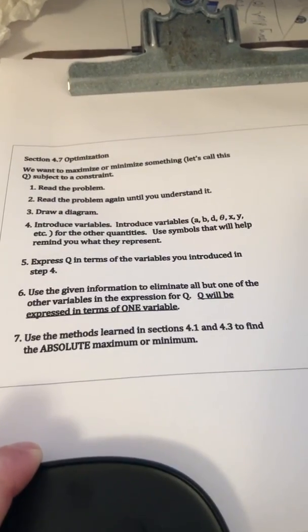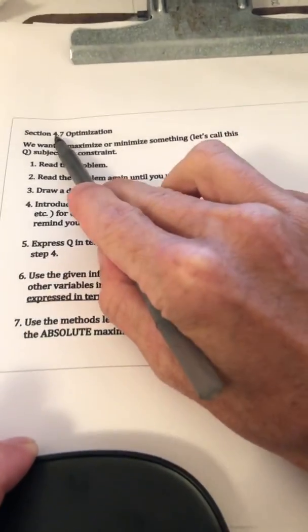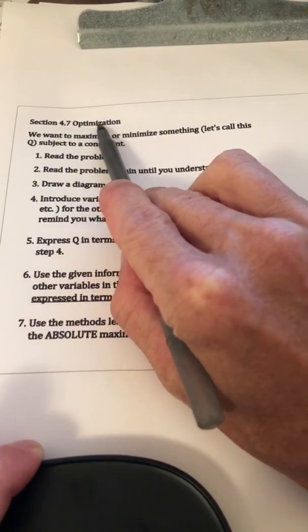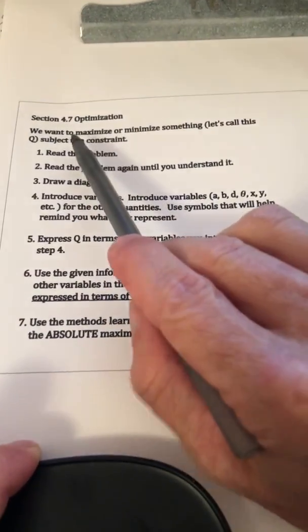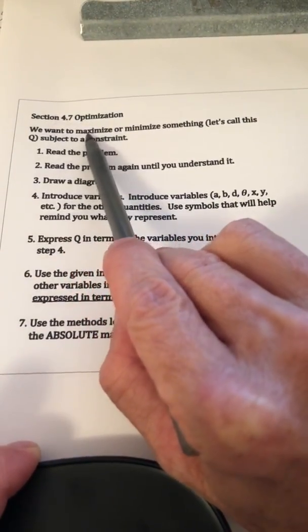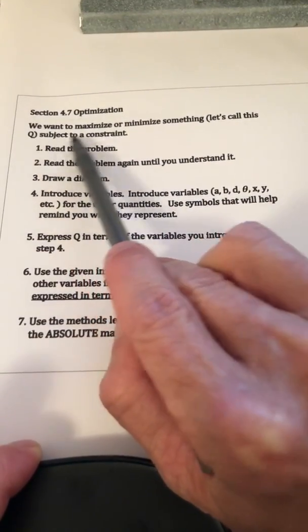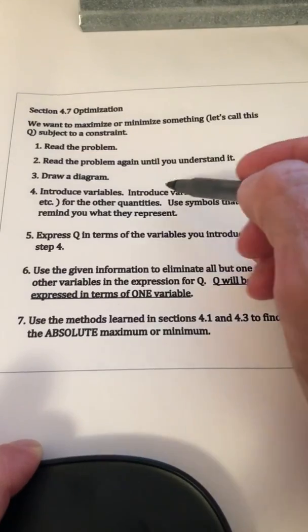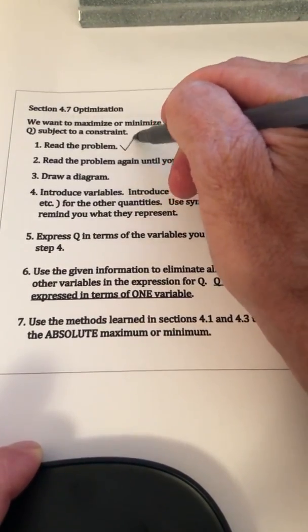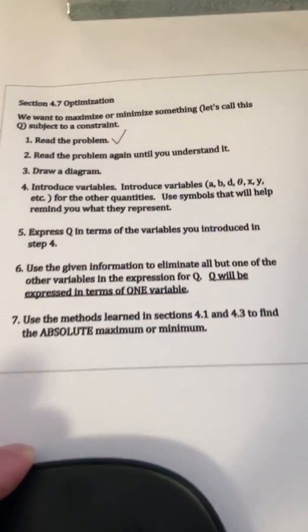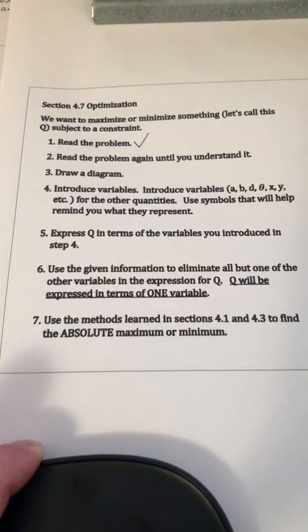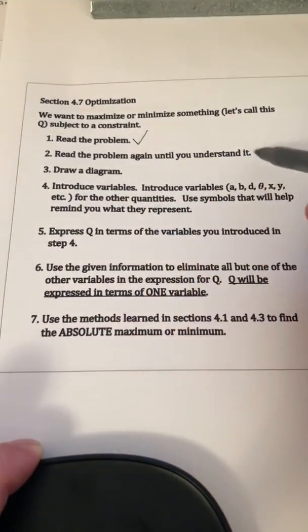Students, welcome to section 4.7, which is optimization. What's happening is we want to maximize or minimize something. That's called a Q, subject to a constraint. The first thing you do is read the problem, of course. In this section, they're all going to be word problems. Read the problem again.